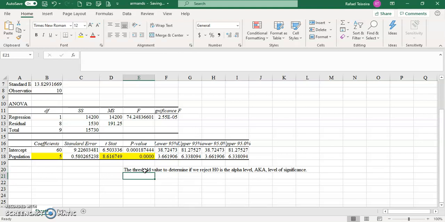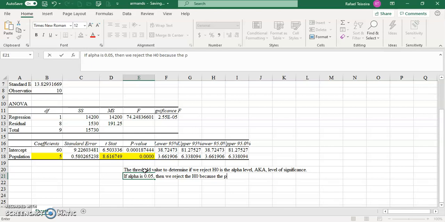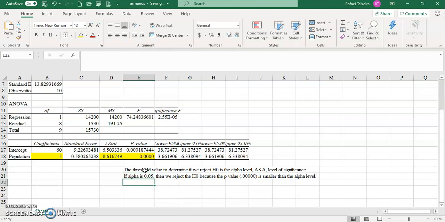So if alpha is 0.05, then we reject the null hypothesis because the p-value of 0.000 is smaller than the alpha level. This is the rule. The rule is if the p-value is smaller than the alpha level, we reject the null hypothesis. It's the same rule we had before.